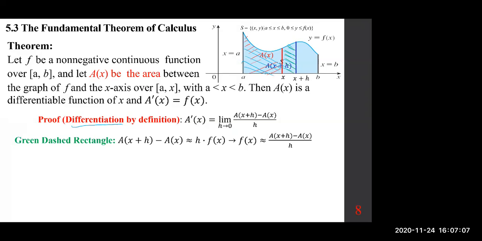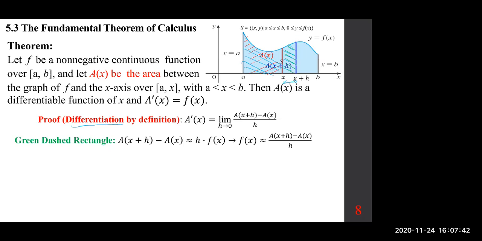But that rectangular piece has the width times the height, where the width, I hope you realize, class, from here to here is h. So h times the height. Now, what is the height? Roughly f of x. But understand, f of x is not the same as f of x plus h. So this is a rough estimate.